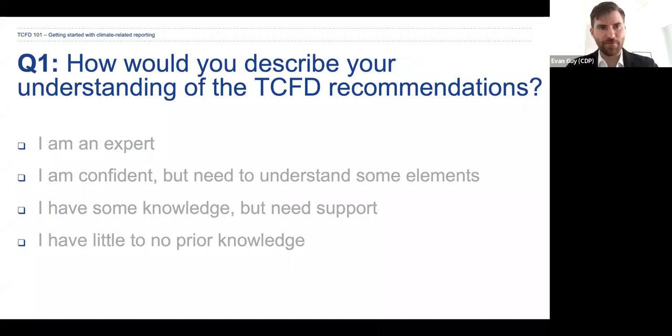And thank you for joining us today to learn about this topic, which is only really continuing to grow in relevance and importance to companies and to governments around the world. I'll just give everyone another second to fill out the poll. But from the results I'm seeing so far, it does look like the vast majority of you either have little to no prior knowledge or have some knowledge but need support.